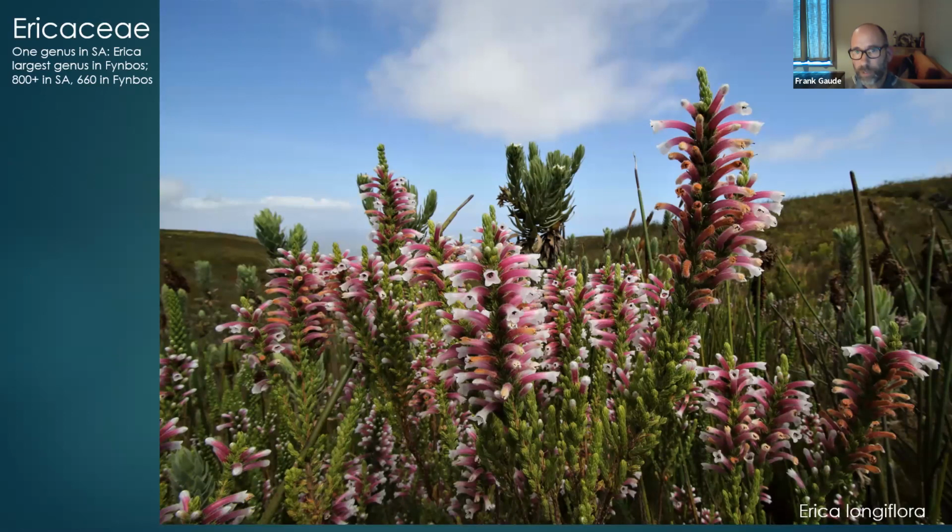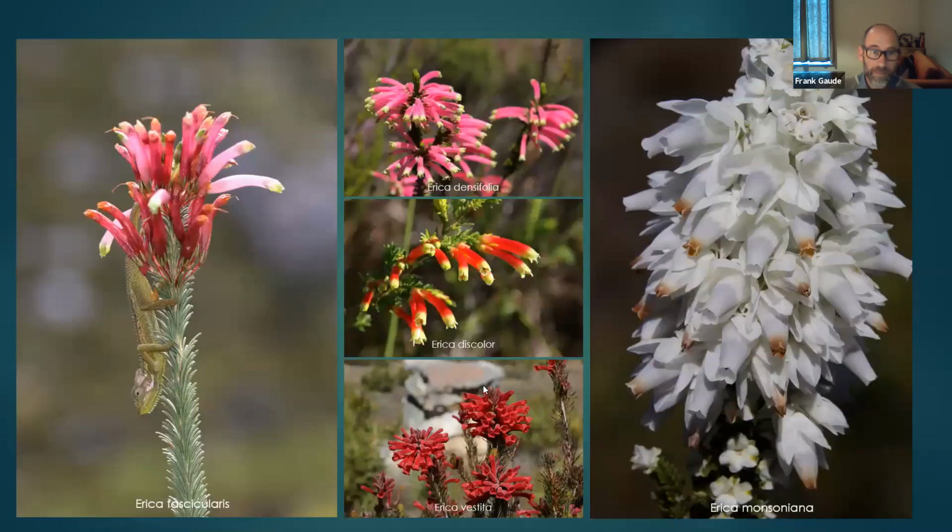Many have tubular flowers like these, and this is the Baphomanus in the Overberg, and many are also visited by sugarbirds that pollinate those, the ones with the tubular flowers. So there are more examples of Ericas with tubular flowers, fascicularis.